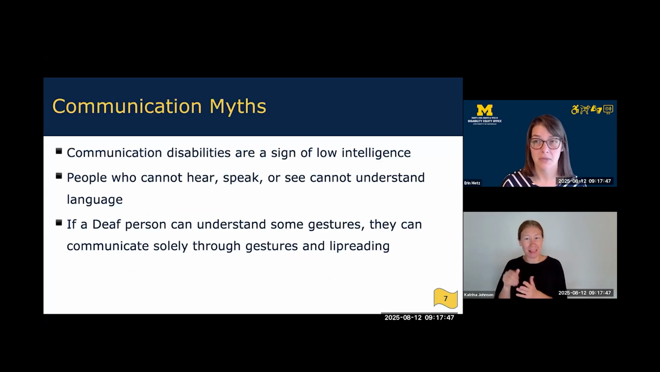There are several pervasive myths about communication and disability that are important to address. For instance, it's a misconception that individuals with communication disabilities possess lower intelligence. Additionally, some believe that those who cannot hear, speak, or see are unable to understand language. Another common myth is that if a deaf individual can utilize gestures or lip reading, these methods alone are sufficient for comprehensive and effective communication. But in reality, communication needs and abilities are highly individualized, and these assumptions can undermine effective interaction and inclusion.